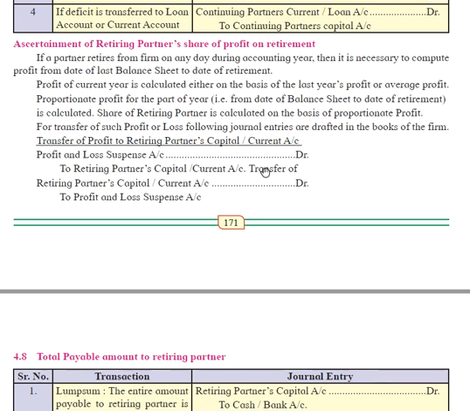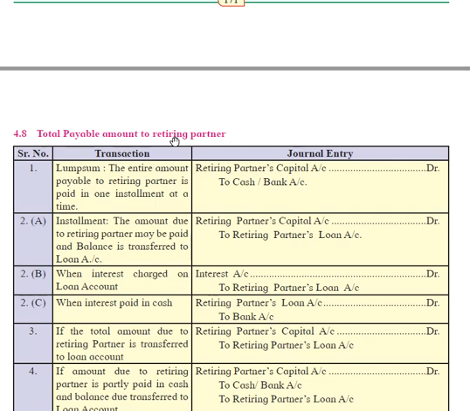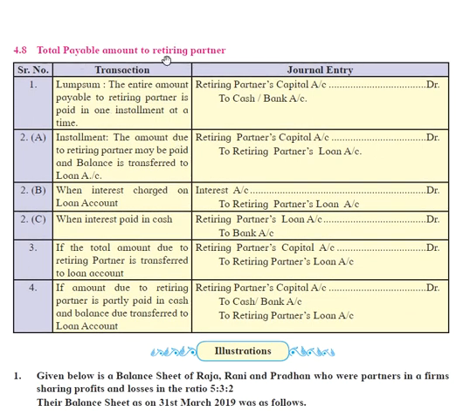Next, for the transfer of such profit or loss, the following journal entries are drafted. So what are the journal entries given? Profit and loss suspense account debit to retiring partner's capital account or current account; and transfer of loss, retiring partner's capital account or current account debit to profit and loss suspense account. And then the total payable amount to the retiring partner.